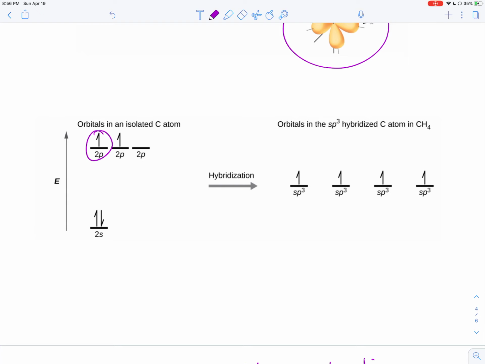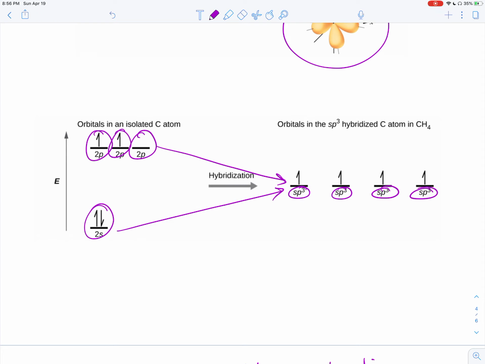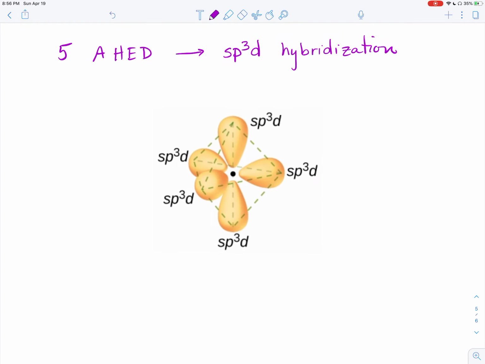What does that look like energy-wise? You use all three of your p orbitals and your s orbital, and now you create a hybrid set of sp³ orbitals. And remember, your s and your original p's no longer are there because now you just have all sp³ orbitals. This also occurs for 5 areas of high electron density.